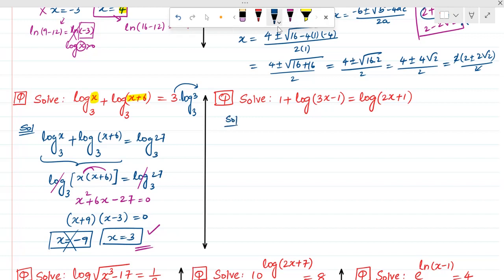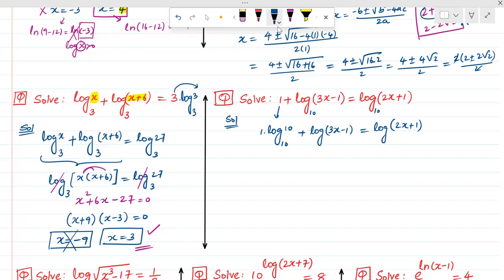Then here I will write the same thing. It has a base 10, a common log. I will add this one as log base 10 of 10, so: 1 plus log(3x minus 1) equals log(2x plus 1).